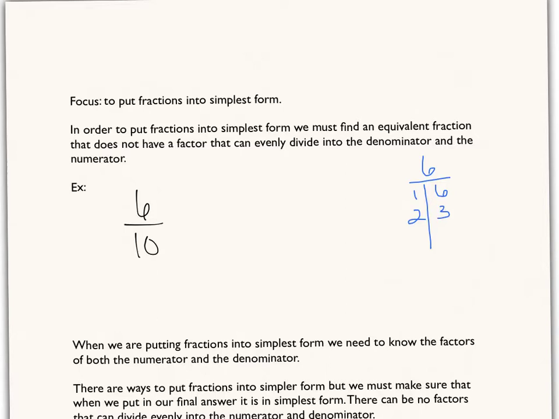With 10, I have 1 and 10, 2 and 5, and that's it for 10. Now I need to look. Well, I see here that I have 2 for 6 and 2 for 10. That's the way I like to do it. If I can find even numbers, I'm going to just divide by 2 every time.